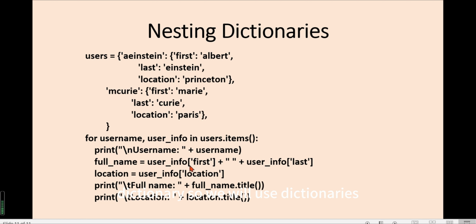So we will use dictionaries: the key will return the value, for example this person's first name. For first, we print Albert, and for username, Albert. Then we create a full name: here is Albert, here is Einstein, and the location here is Princeton. Next we print full name, Albert Einstein, and location, Princeton.